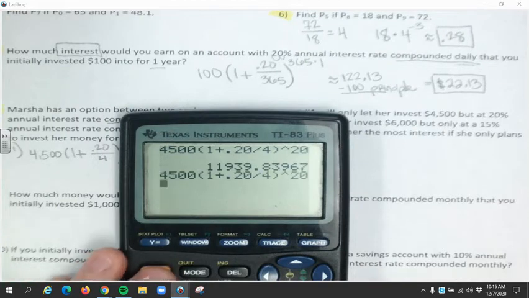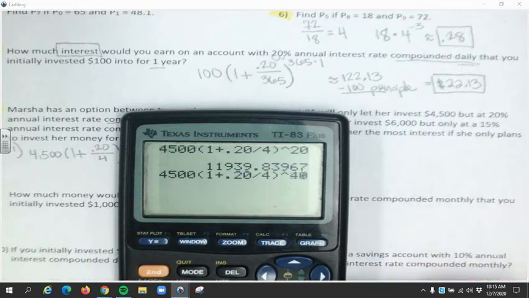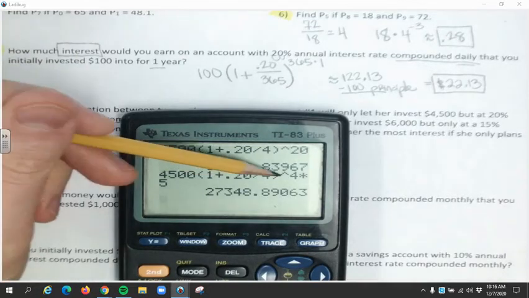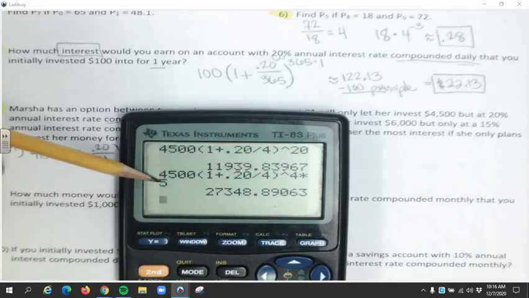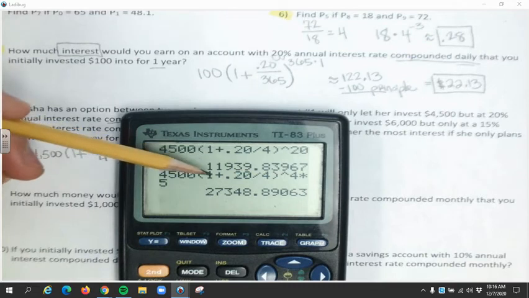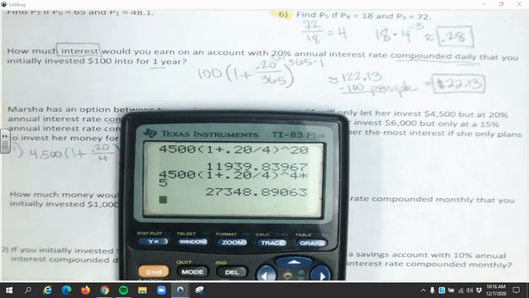However, if you were to type in 4 times 5 as your exponent instead, you get this number, which is not your right answer. Because what the calculator does is do all of this first and then, using PEMDAS, multiplies the answer by 5 when you're done. So be careful on how you type that in.